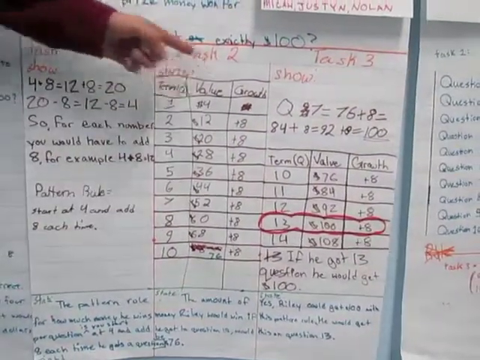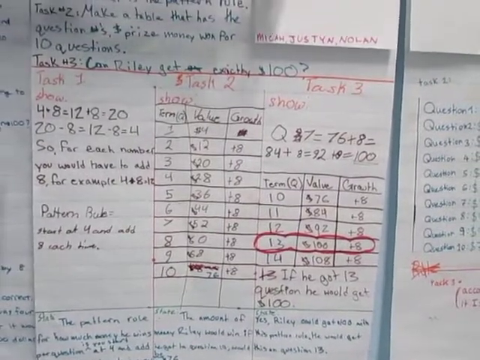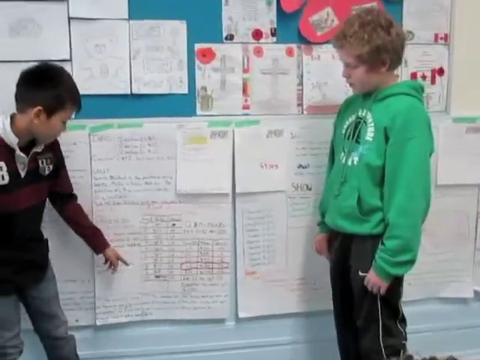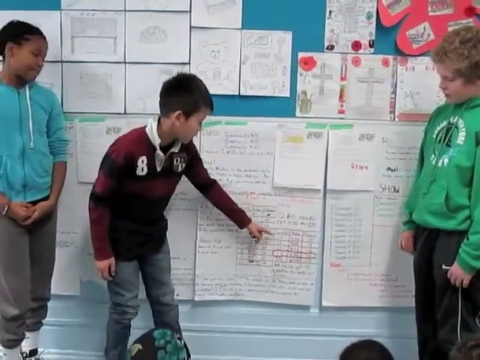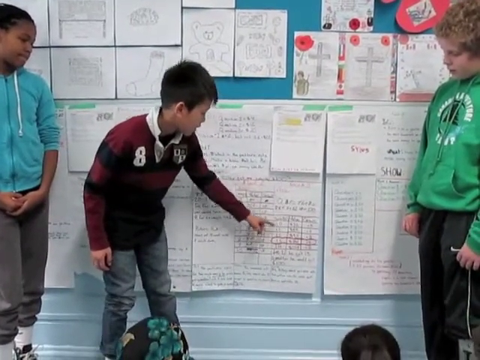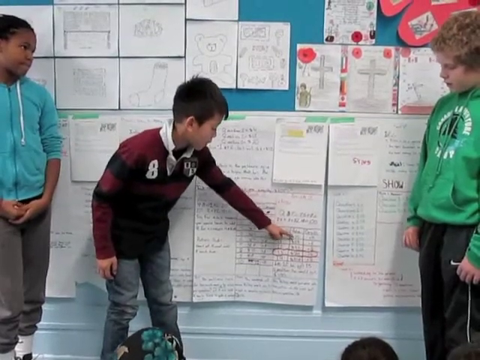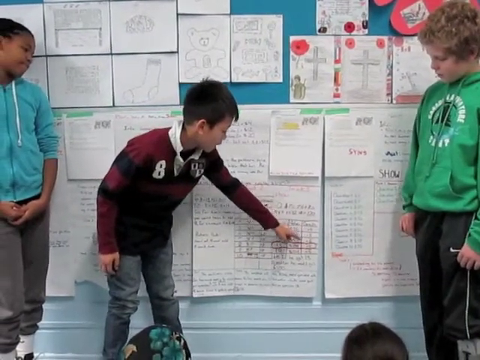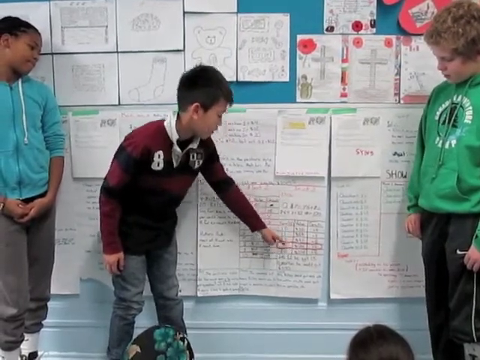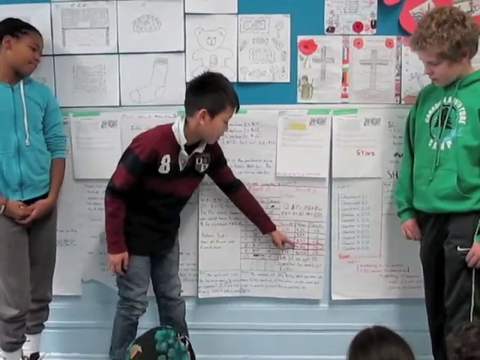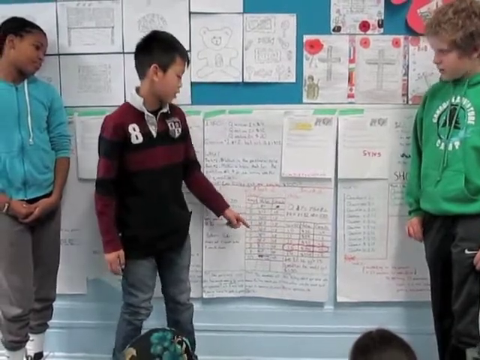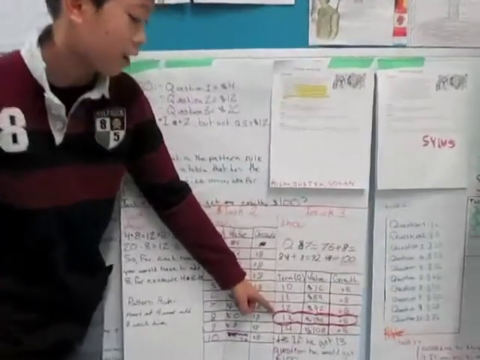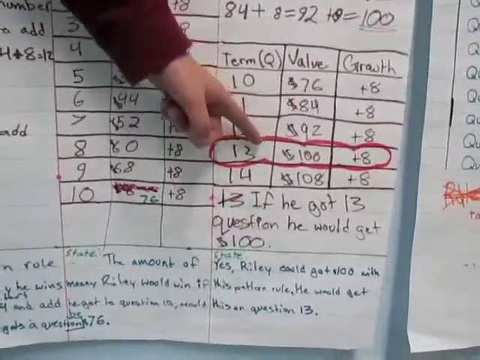For task 3, it says, can you get exactly 100? So we said, 76, right? So we did 10, 11, 12, 13, 14. And we said we did 76 plus 8 equals 84, plus 8 equals 92, plus 8 equals 100, plus 8 equals 108. Then we saw it equals 100. So we saw that if he gets question 13, he can get $100.